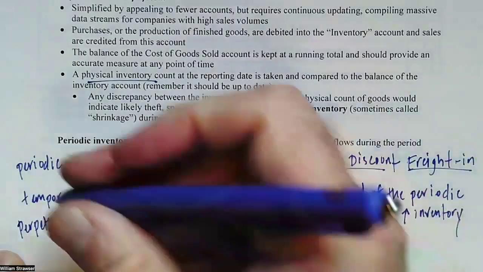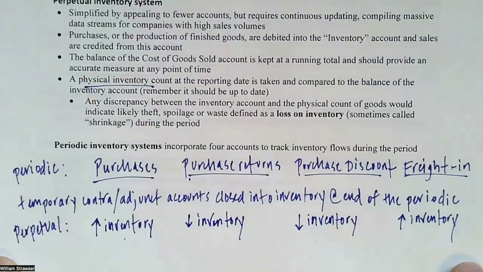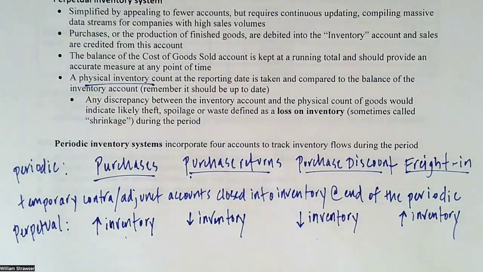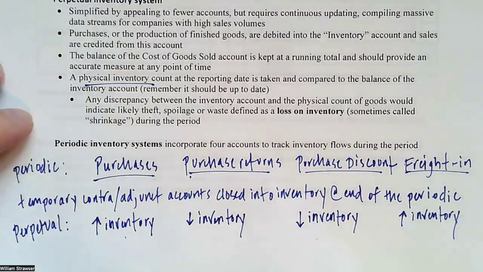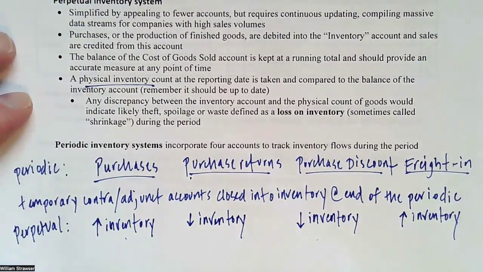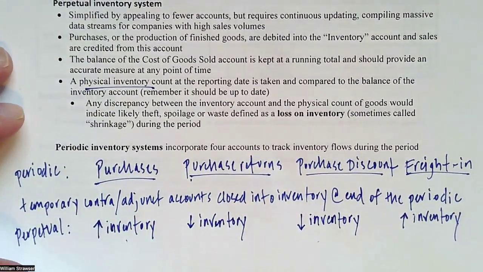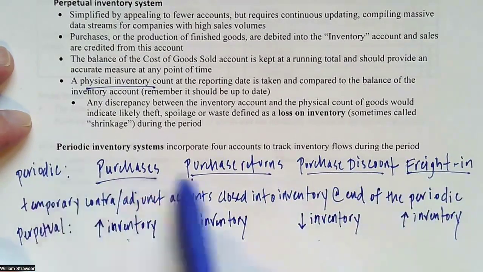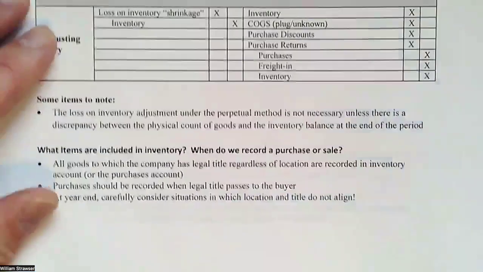I do want you to know a little bit about the periodic system, like the names of these accounts. I'm not going to have you do any periodic system journal entries or periodic system cost of goods sold. It is a good idea to know these things, if only for the fact that it might arise on the CPA exam, or just your general knowledge about how accounting has evolved over time. But there's very few businesses that still use the periodic system.